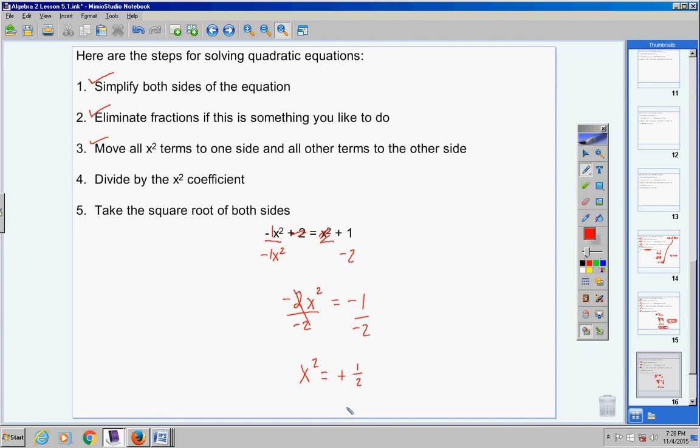If you want to put 0.5, you're more than welcome to. That's fine, okay? That's up to you. Now, did we divide both sides by the coefficient? Yes, we did. Last step, take the square root of both sides. Alright?